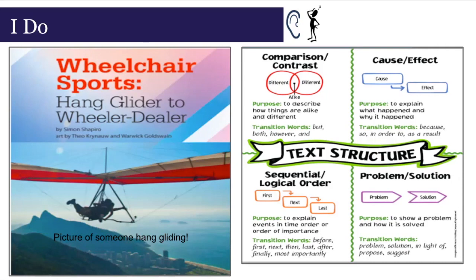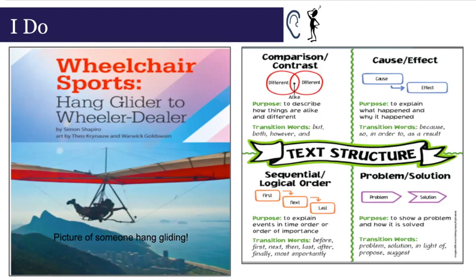Let's look at our anchor chart. First, we have compare and contrast, which is when things are compared. The purpose is to show how they are alike. And when we contrast things, the purpose is to show how things are different. Signal words include but, both, however, and.